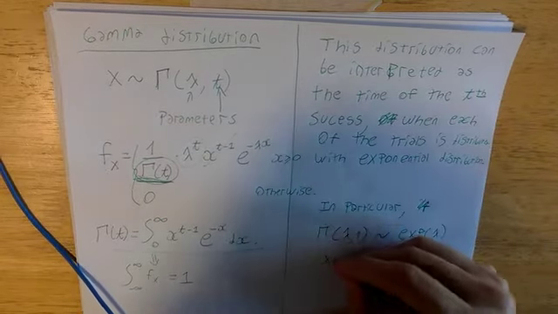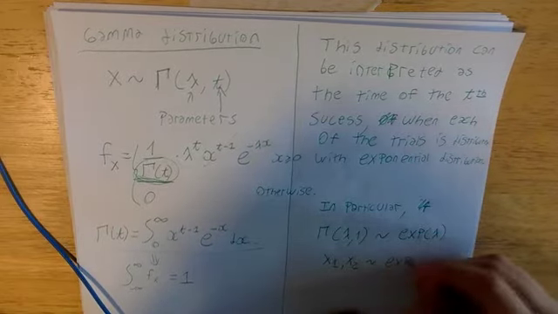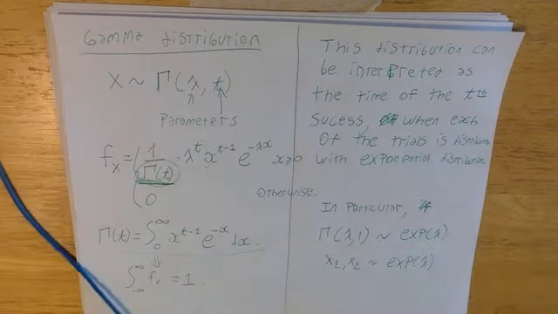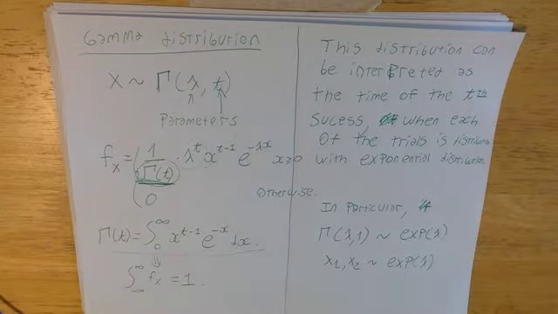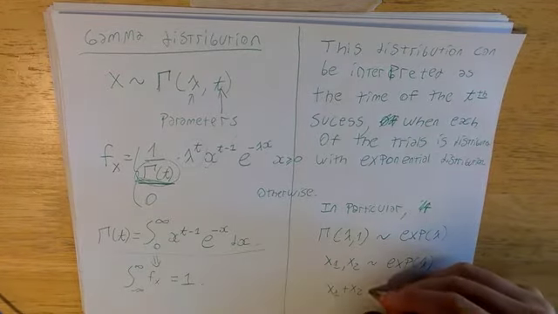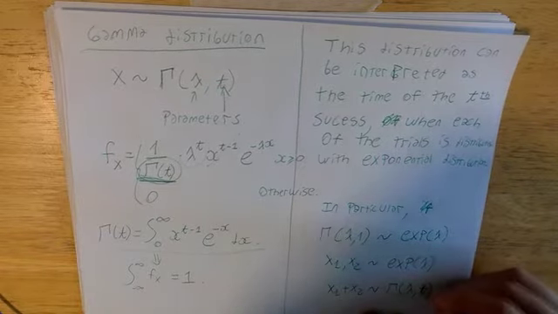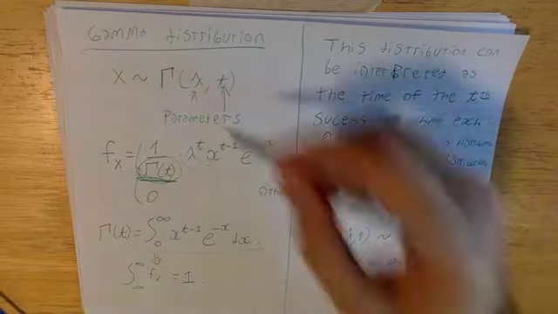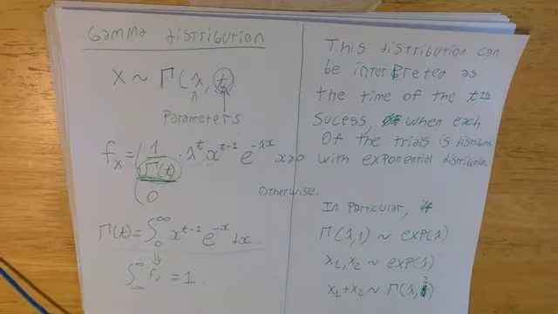And if we have x1, x2, which are exponentials with parameter lambda, then what is the time in which the radioactive material has decayed twice? It's going to be x1 plus x2, which is distributed as gamma of lambda, 2. And then this parameter t doesn't need to be an integer, but can actually be any continuum between 0 and infinity.